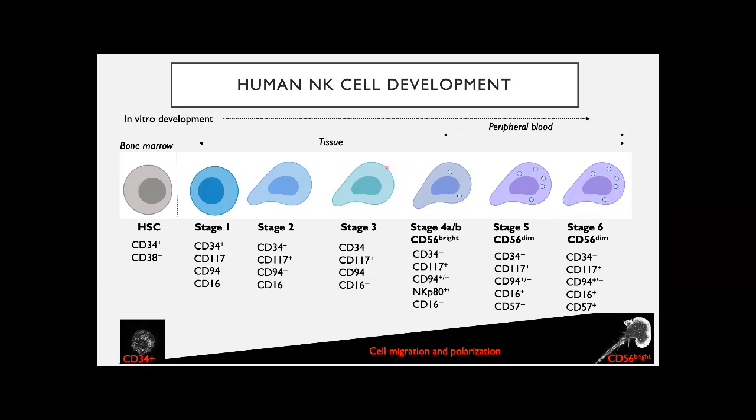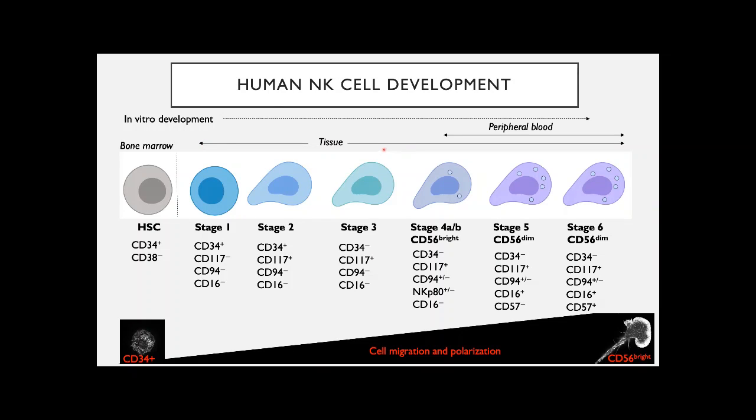Now, that being said, there's a fair amount of plasticity. So for example, at the stage 3 stage, these cells still have the capability or the potential to make other innate lymphoid cells. But by the stage 4A and 4B, we're really committed to an NK cell lineage. So as I mentioned, the best characterized site of this is secondary lymphoid tissue.